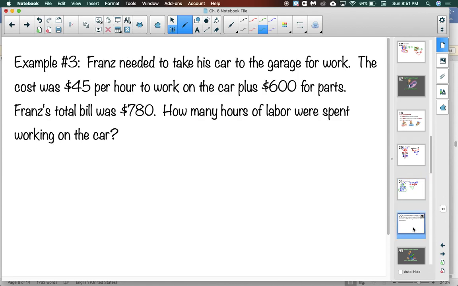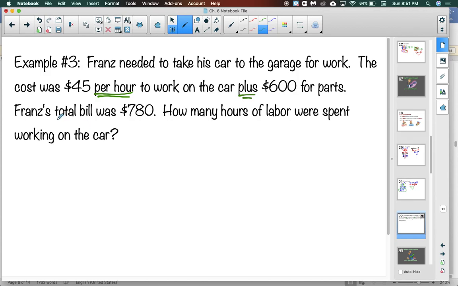Last one. Franz. Franz needed to take his car to the garage for work. The cost was $45 per hour. Per is a multiplication word, guys. Just pick up on that right away. $45 per hour. So I'm thinking multiplication here. To work on the car plus, oh, there's a nice addition word, plus $600 for parts.